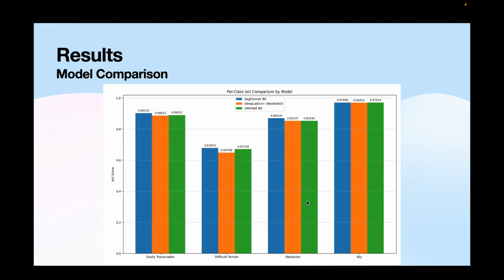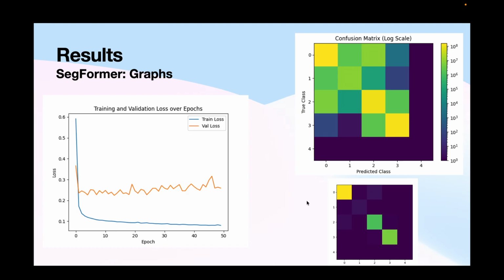So my results. As you can see here, the three models I picked performed pretty well overall, but the SegFormer B0 model performed best, so I picked that. You can see my training loss over here on the left, and you can also see the confusion matrix. The model does pretty well. It's pretty diagonal, so it doesn't confuse things very often. But I plotted the log scale one as well, just to be able to better understand what's going on.